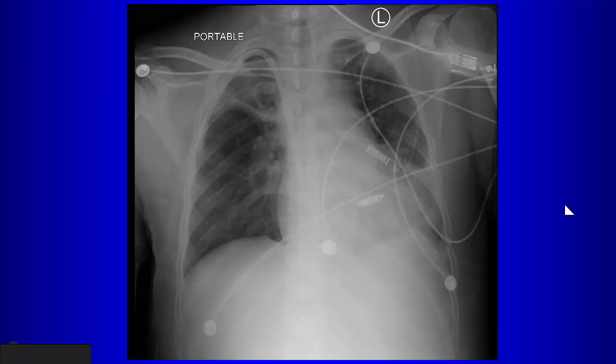Is the leadless pacemaker new? Or has it been around for a few years? Yes, I started seeing them a few years ago.